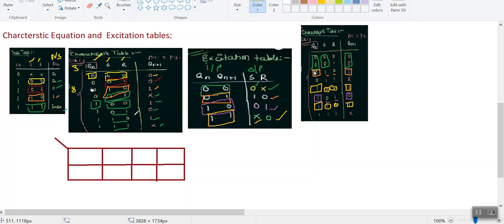Now I would like to derive my characteristic equation. Here we have how many variables? 3 variables. 3 variables means I would like to consider 8 blocks of my K map. So here my inputs are Qn, S and R. This is my 0 0 possibility, 0 1, 1 1 and 1 0 possibility. And here Qn is the 0 possibility and 1 possibility.